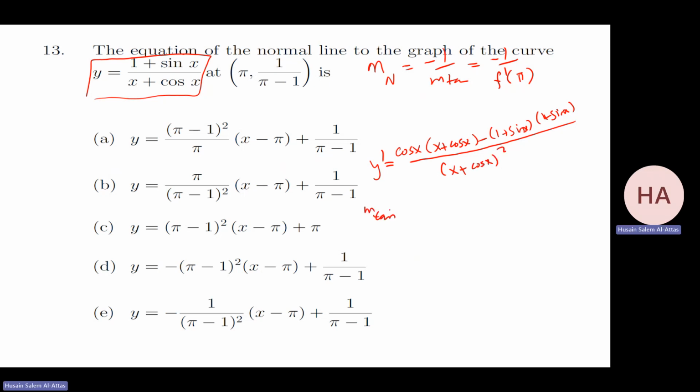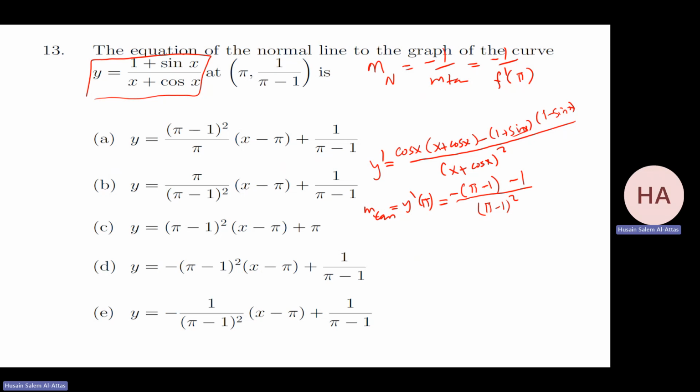M tangent will be y prime at pi. Cosine pi is minus 1. Here I have pi minus 1. Sine pi is 0, minus 1 over pi minus 1 squared. Okay, did I make a mistake? Cosine x, x plus cosine x minus 1 plus sine x. 1 minus sine x, sorry. This is 1 minus sine x. It will not make a difference.